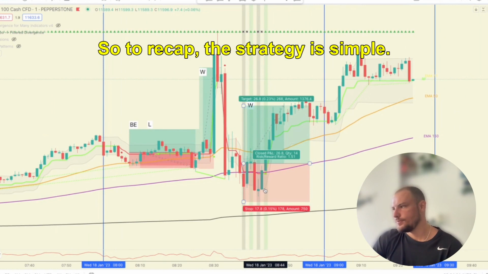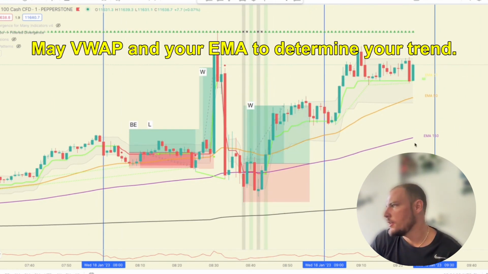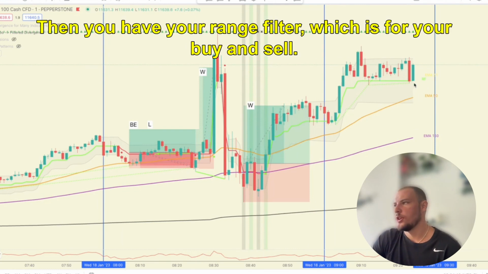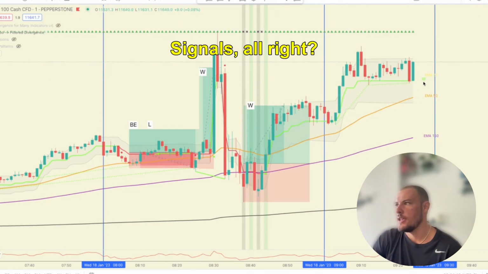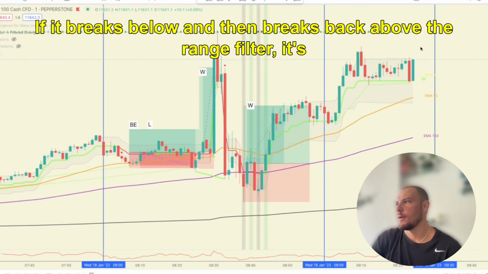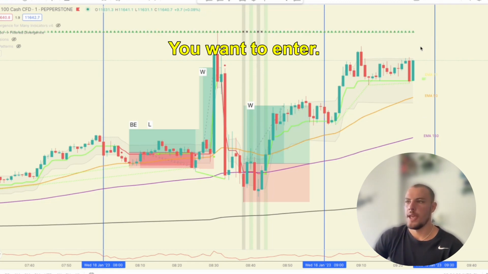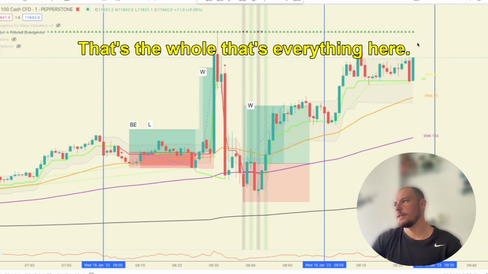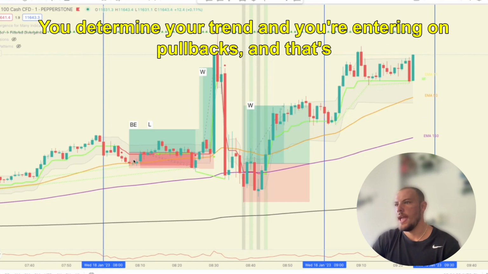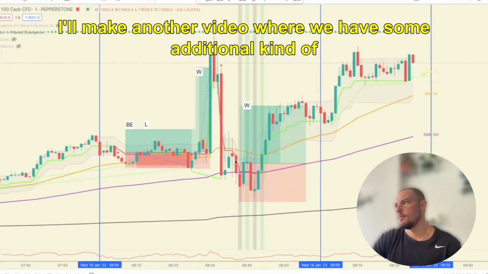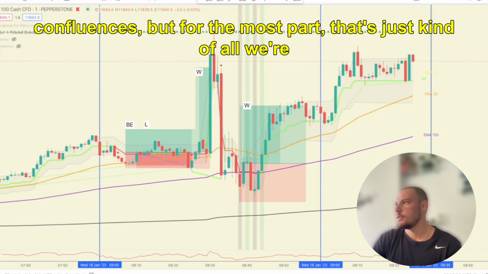So to recap, the strategy is simple. EMA and VWAP to determine your trend. Then you have your range filter, which is for your buy and sell signals. If it breaks below and then breaks back above the range filter, it's simple. You want to enter. That's everything here. You determine your trend and you're entering on pullbacks, and that's it. I'll make another video where we have some additional confluences, but for the most part, that's all we're doing.